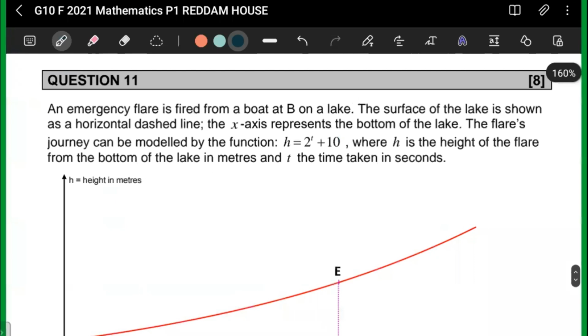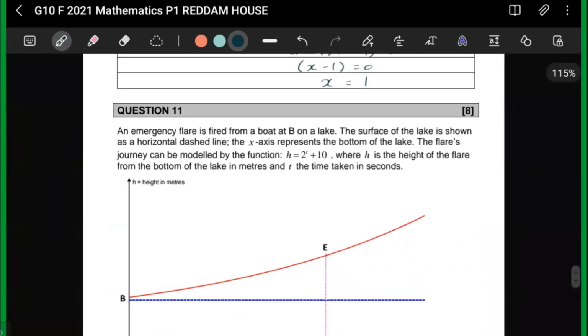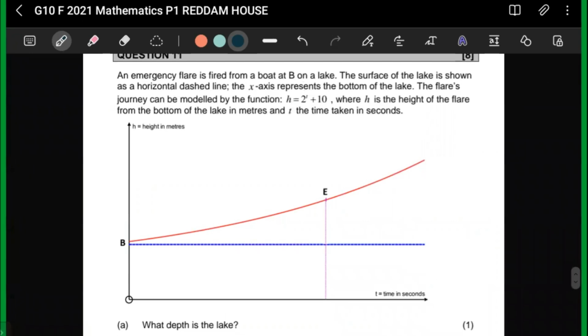Question number 11 says the following. An emergency flare is fired from a boat at B on a lake. And then it says the surface of the lake is shown as a horizontal dashed line. This is the lake, the surface. The flare comes from here, it goes up, going wherever.